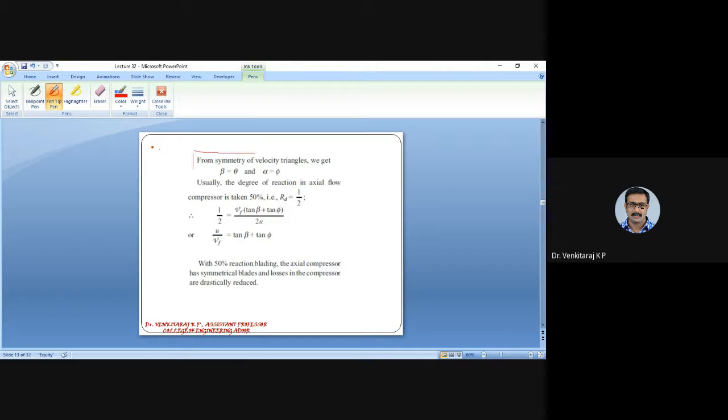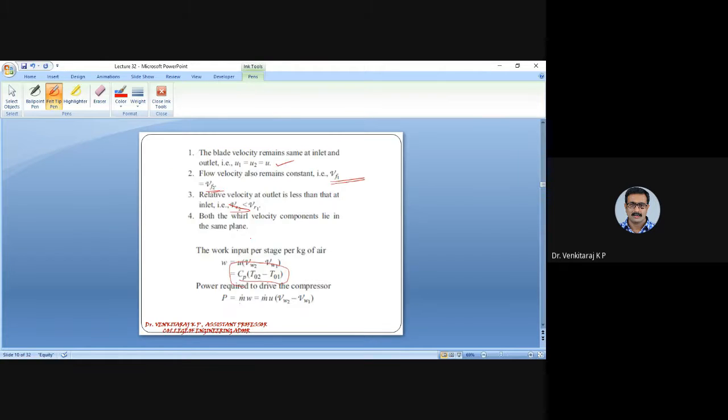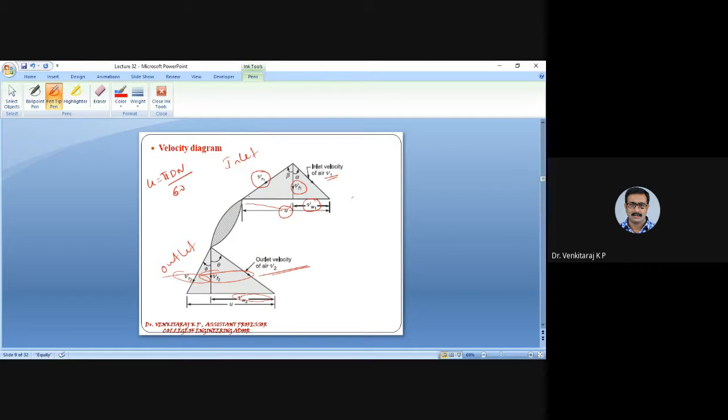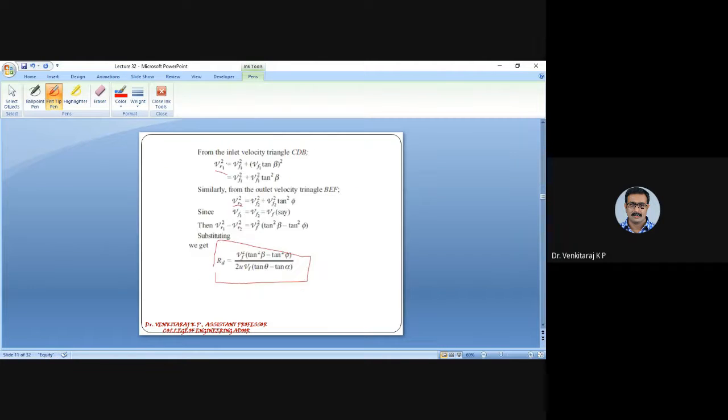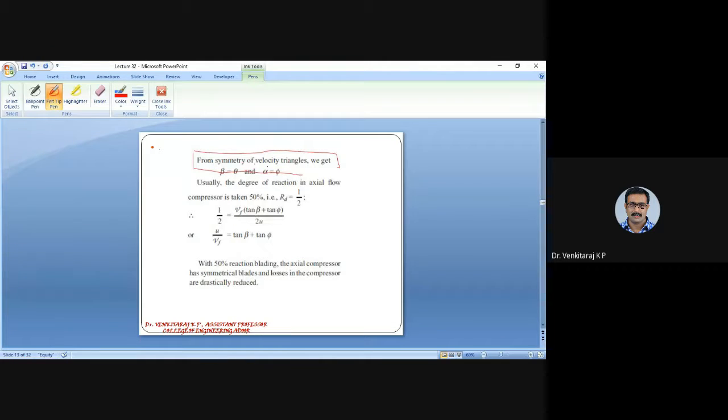So if you assume that velocity triangles are symmetric, what does symmetry mean? We showed two velocity triangles here, inlet and exit. These two are symmetrical means the corresponding angles are equal. Alpha will be equal to phi and beta will be equal to theta. If these relations are true, then we can say that the velocity triangles are symmetrical. So beta equal to theta and alpha equal to phi for symmetrical velocity triangles.